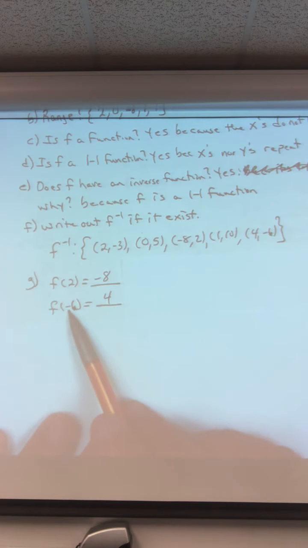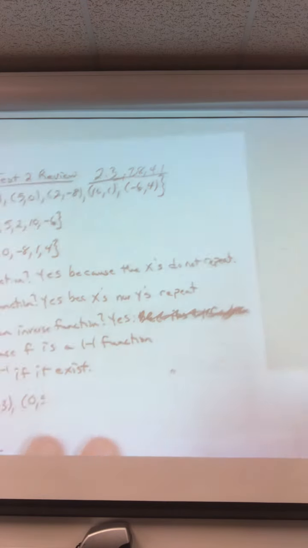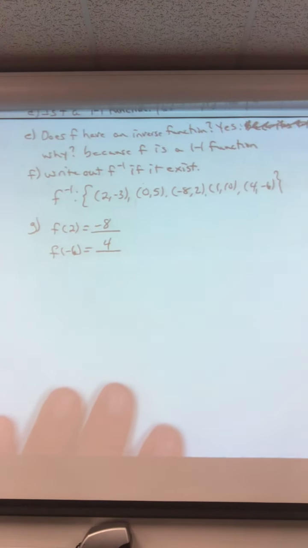Same thing here. Find an ordered pair up top where the first number is -6. The number that it is paired with is what we're looking for.